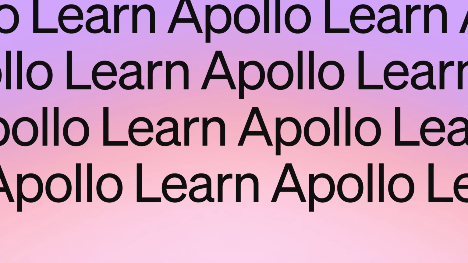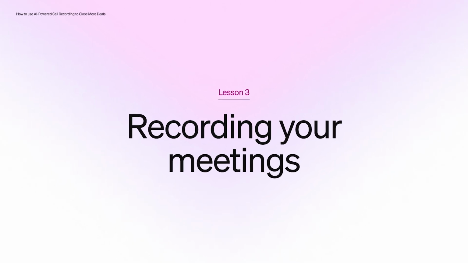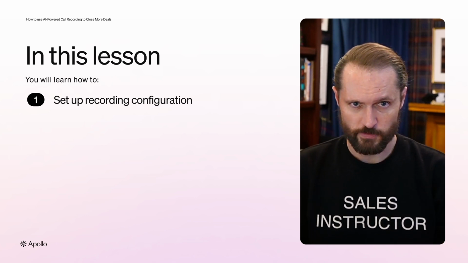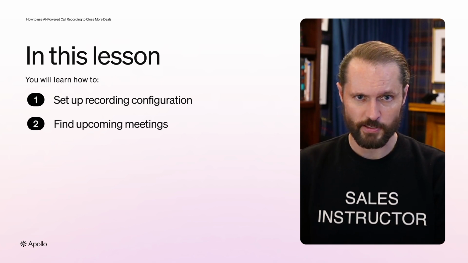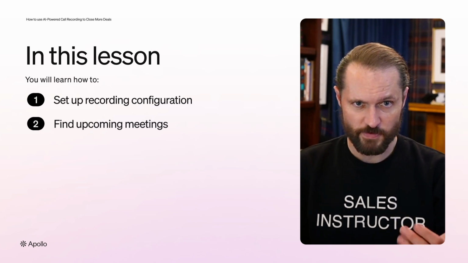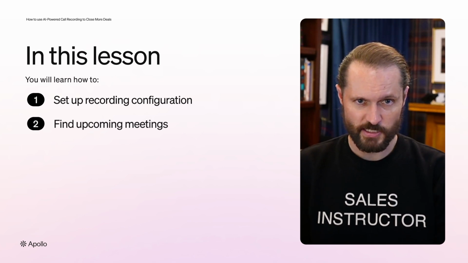In this video, I'm going to walk you through how to use Conversations to record your meetings. The first thing we're going to do is hop into recording configurations, so you can set up which meetings should automatically get recorded versus which ones shouldn't. I'll show you where you can find your upcoming meetings so you can toggle on or off if they'll be recorded or if other people on the team can see them.